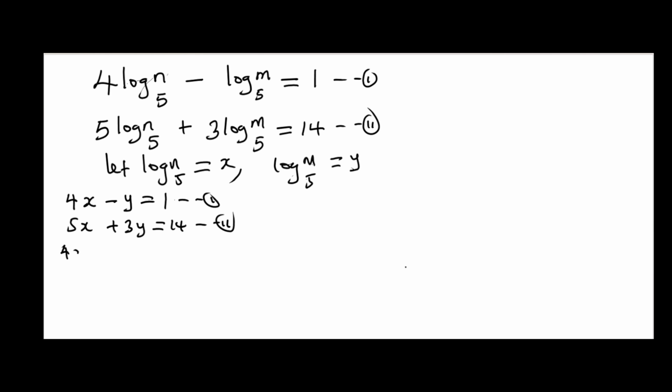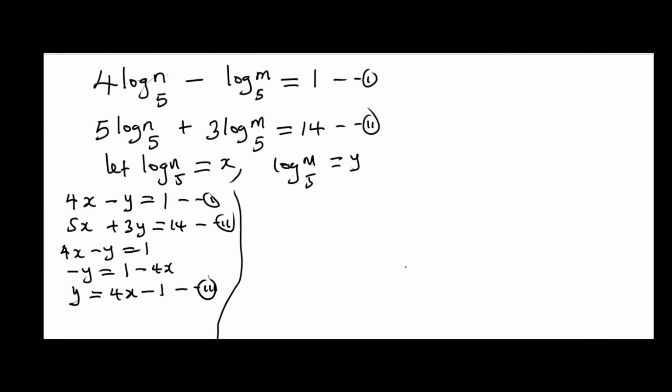We have 4x minus y equal to 1, so minus y equal to 1 minus 4x. Change this minus to the other side. y now turns to 4x minus 1. That's equation 3.